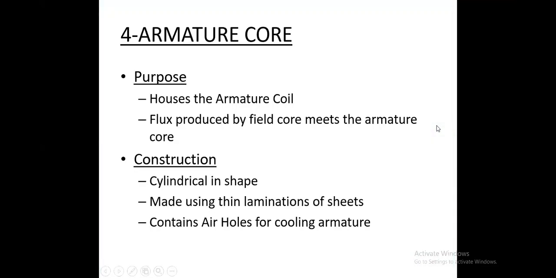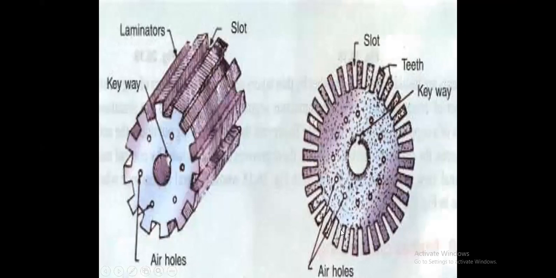The fourth topic is the armature core. The purpose of the armature core is to house the armature coil. Housing means the part on which the winding is placed. Flux produced by the field core meets the armature core. Construction: it is cylindrical in shape, you can see, made using thin laminations of sheets, and contains air holes for cooling the armature. Now you can see and understand this, and we continue the session after the slide.